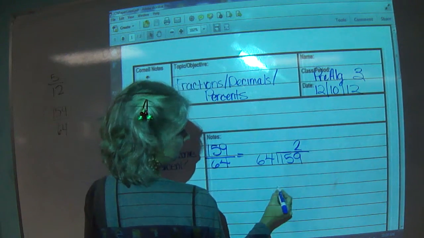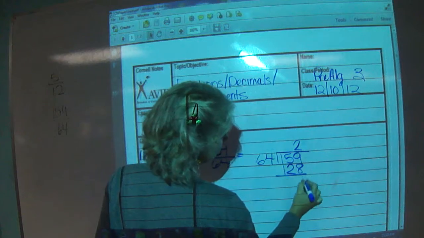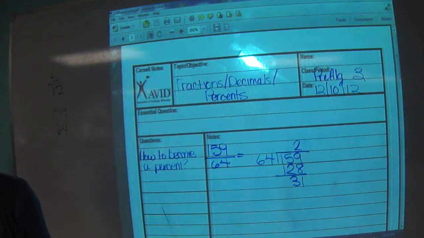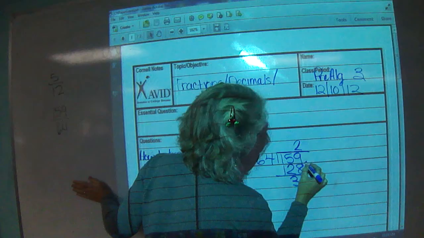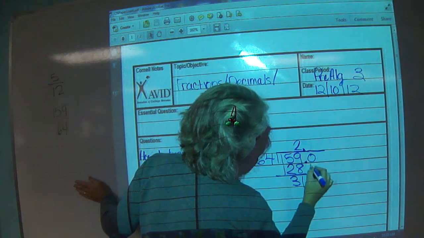Okay, 64 and 64 is 128. Do the math. So that's 1. So we have 31 left over. So how many 64s in 31? 0. None, so we need to start our decimal. Okay, put a 0, bring it down.